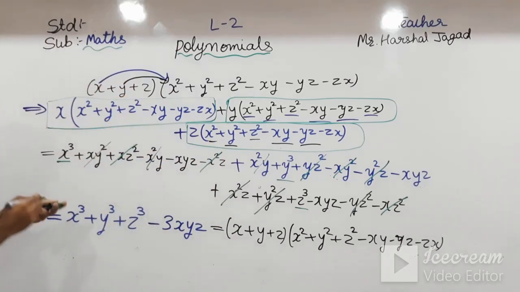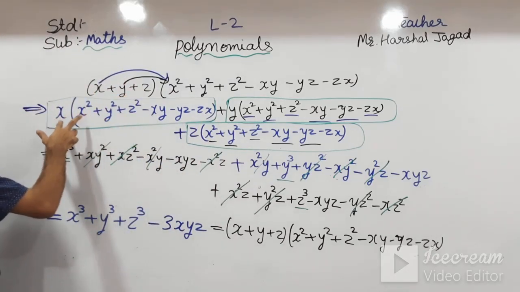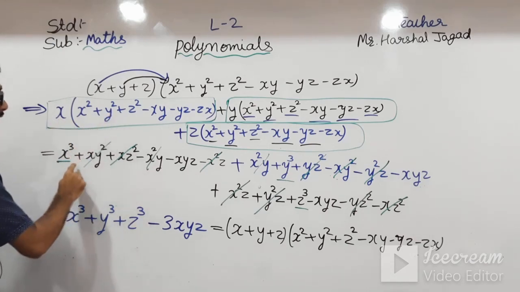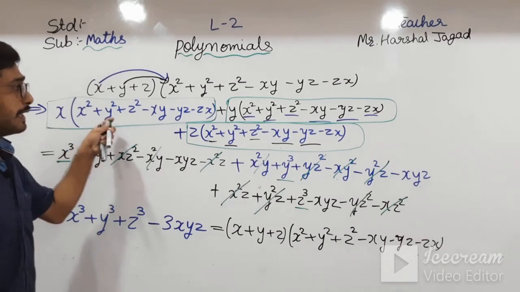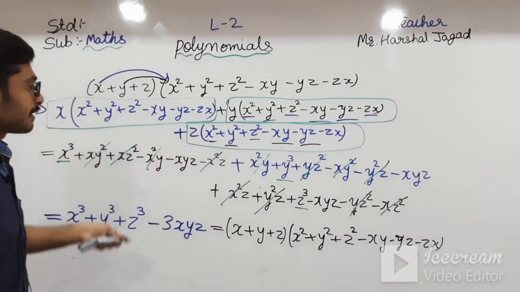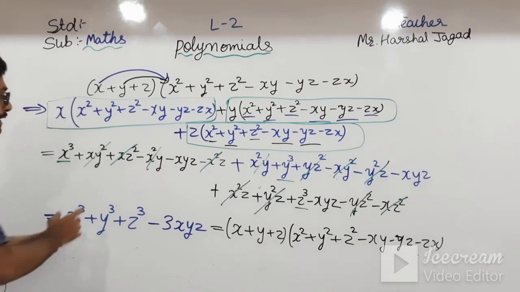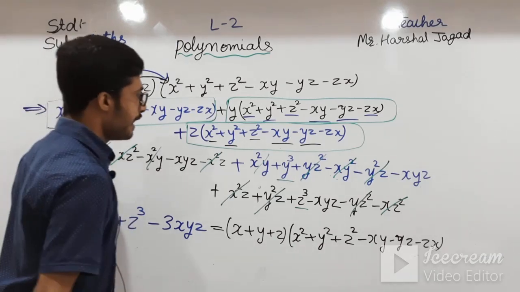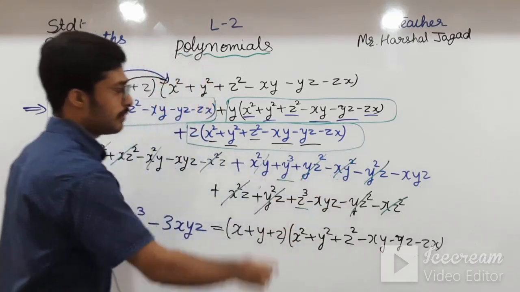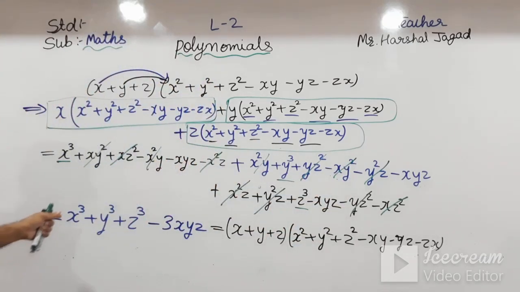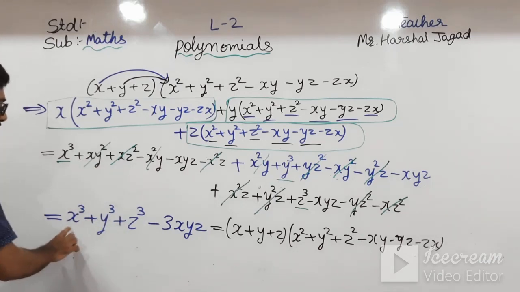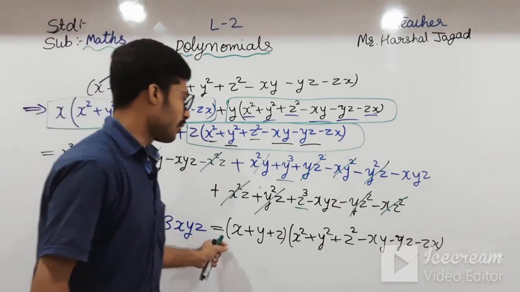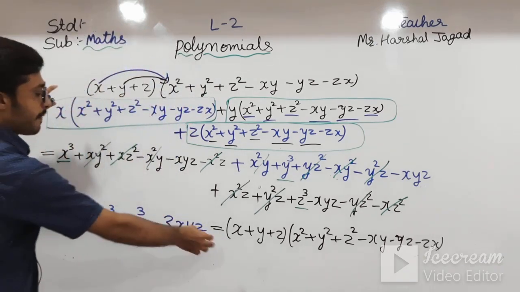Then we just solve it: x into x square, that is x cube; x into y square, that is plus xy square. In all this we have done, and then we just cut these. Here it is plus xy square, then here it is minus xy square. So according to that we have cut, and in the last we get x cube plus y cube plus z cube minus 3xyz. So we can expand this as it.